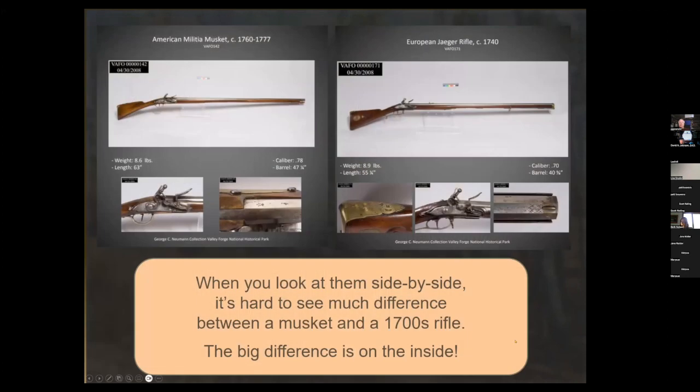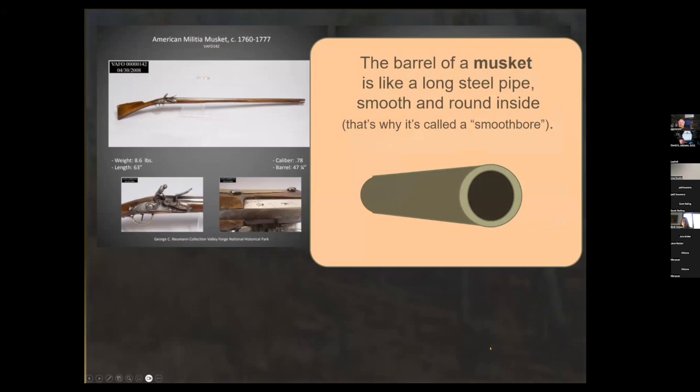When you look at them side by side, it's very hard to tell much difference between a musket and a rifle. The big difference is on the inside. The barrel of a musket is a long steel pipe. It's almost why a musket is always longer than a rifle back in the Revolutionary War time. That's why it's called a smoothbore.